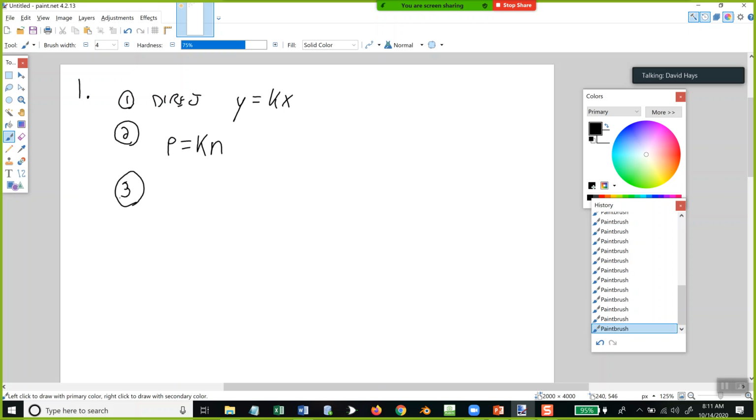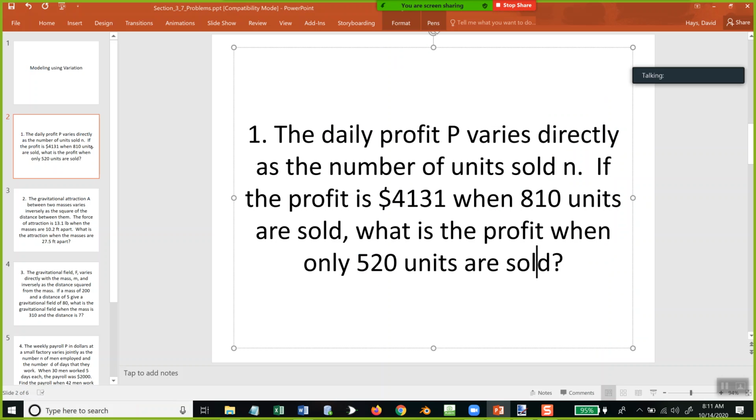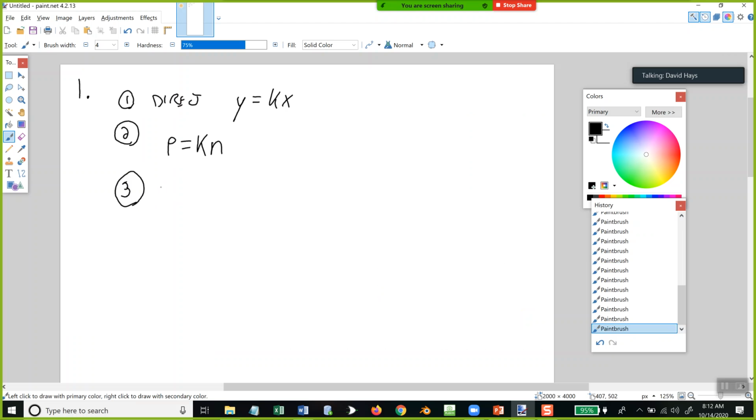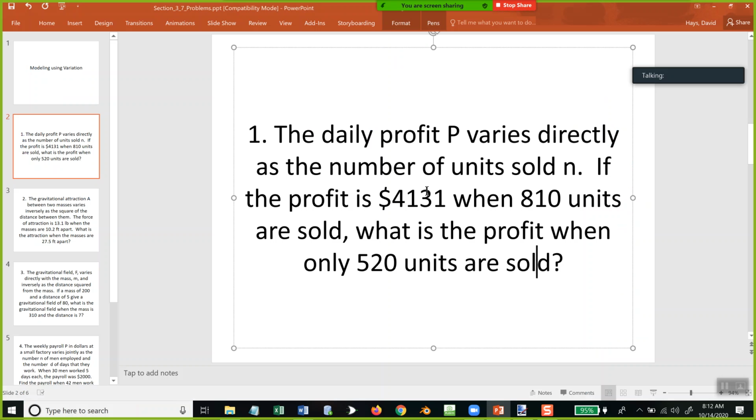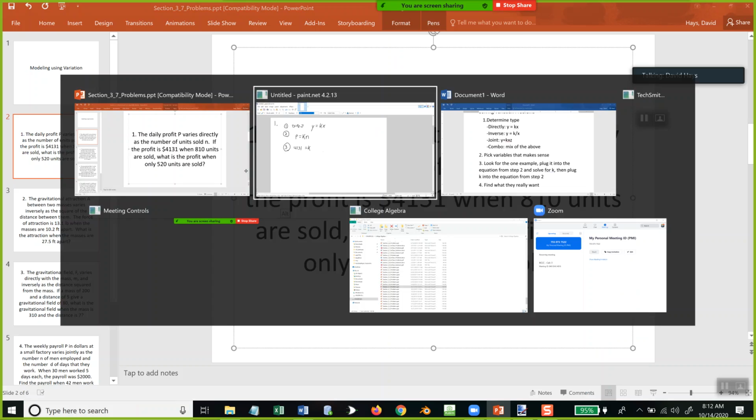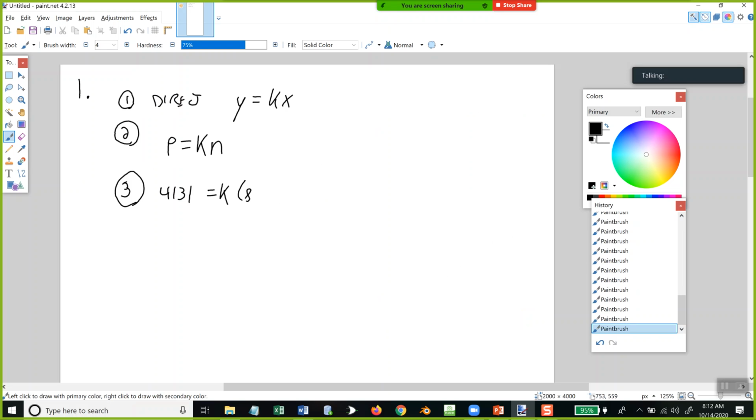Then step 3, we need to look for a one example. You can't solve for k unless they give you one example. It says if the profit is 4,131, so P is 4,131, when 810 units are sold. So n is 810. So that's our one example. Sometimes it's in a sentence by itself. Sometimes it's like the first part of another sentence. Now we want to solve for k. So we divide both sides by 810.